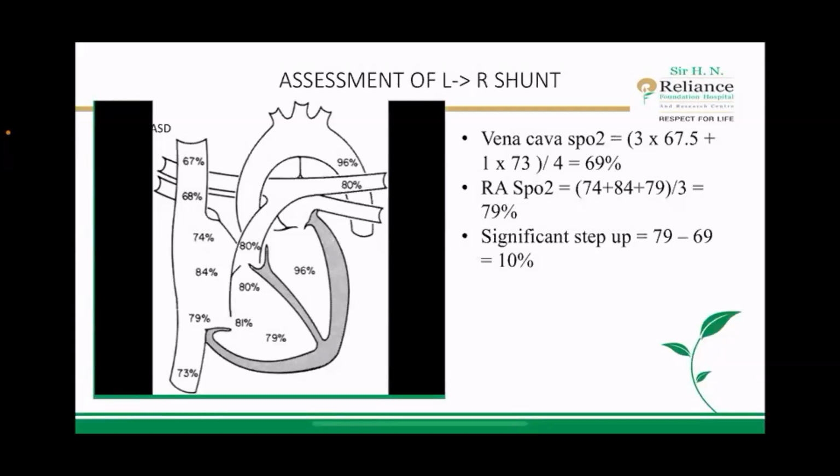Your RA saturation, which is an average of 74, 84, and 79, the three samples obtained, is 79. So a step up of 10%. More than 7% is considered to be significant. So this signifies there's a left to right shunt at the level of the RA. So it could be due to an ASD most commonly.